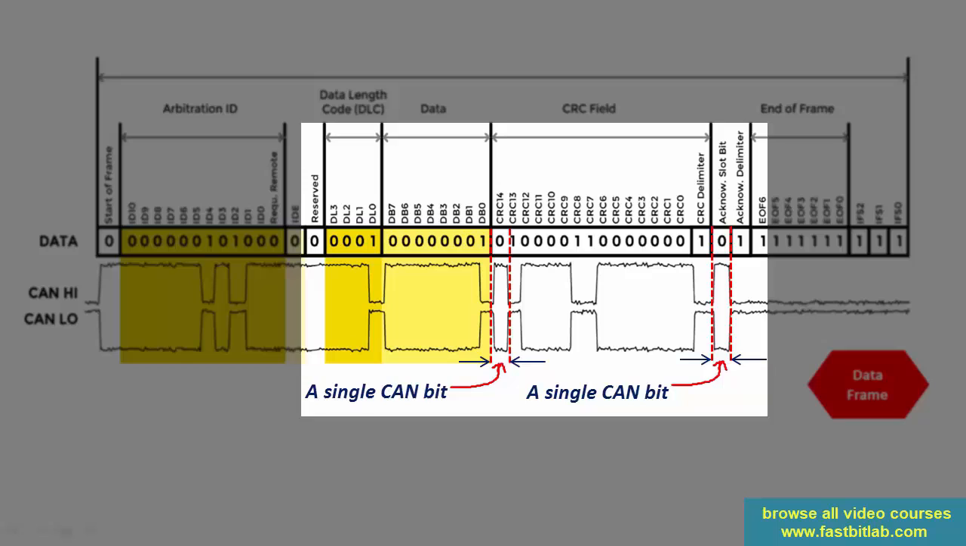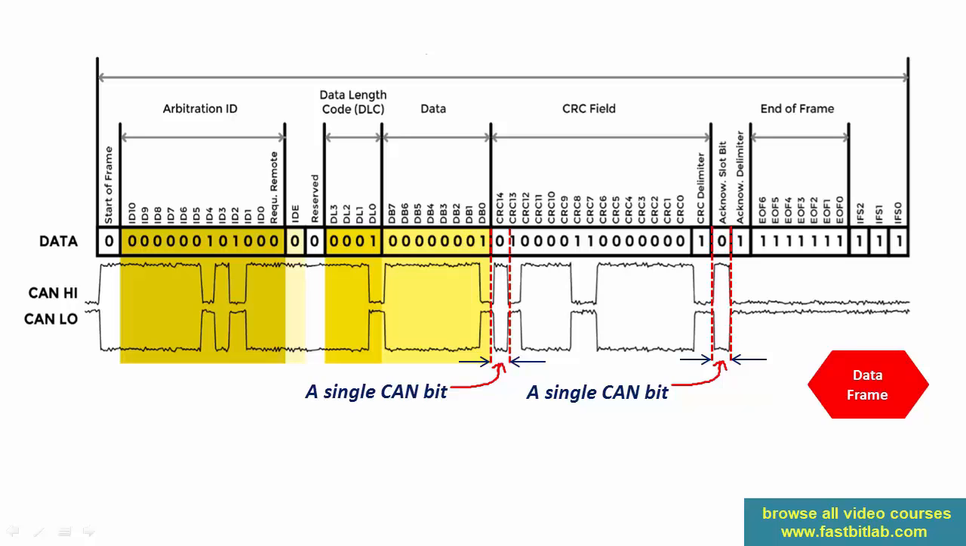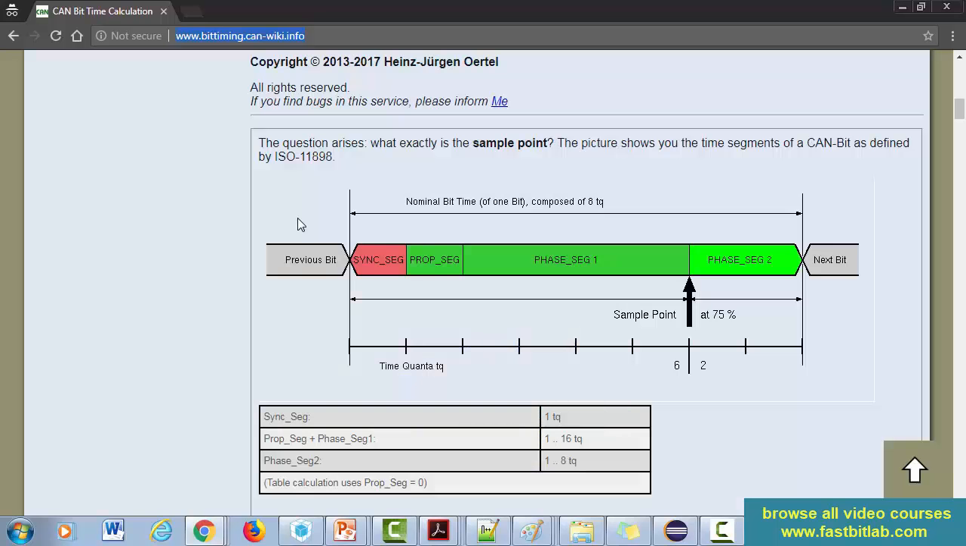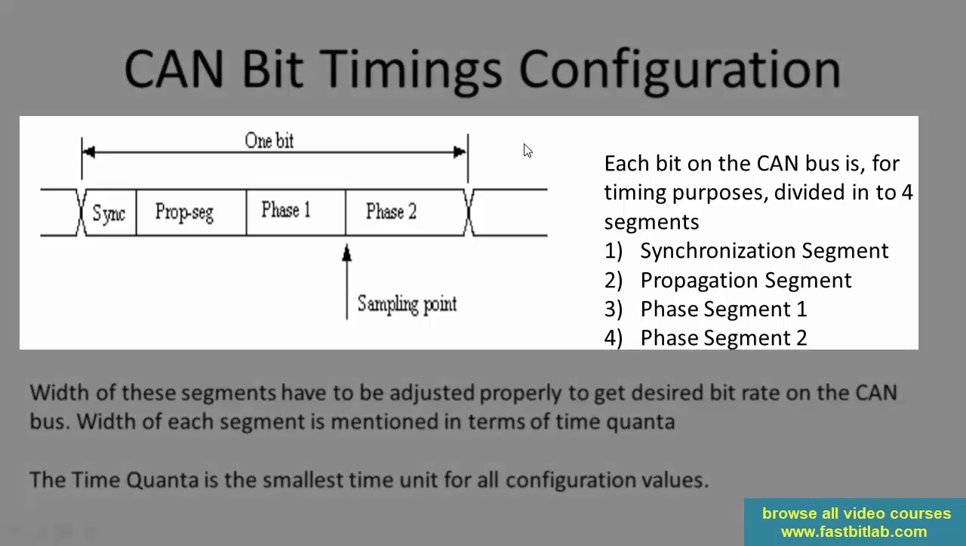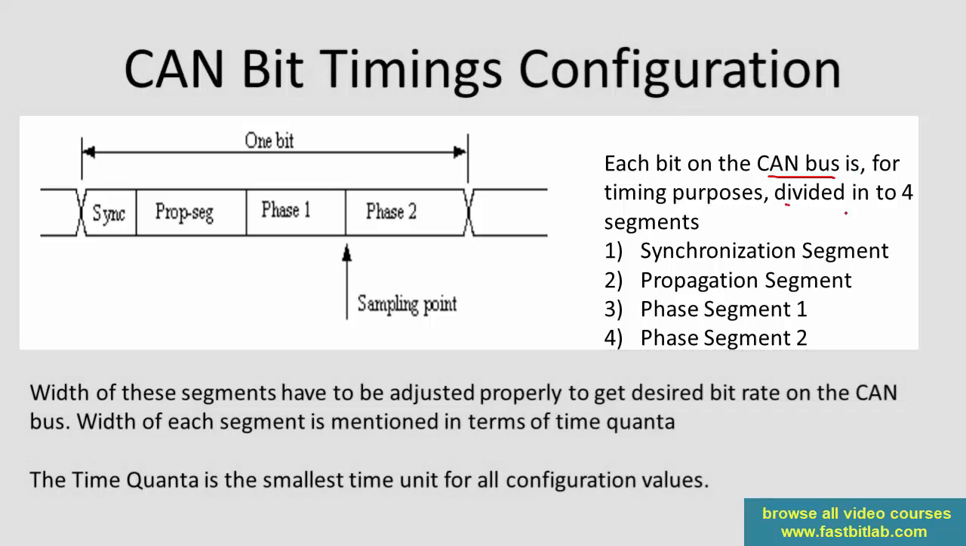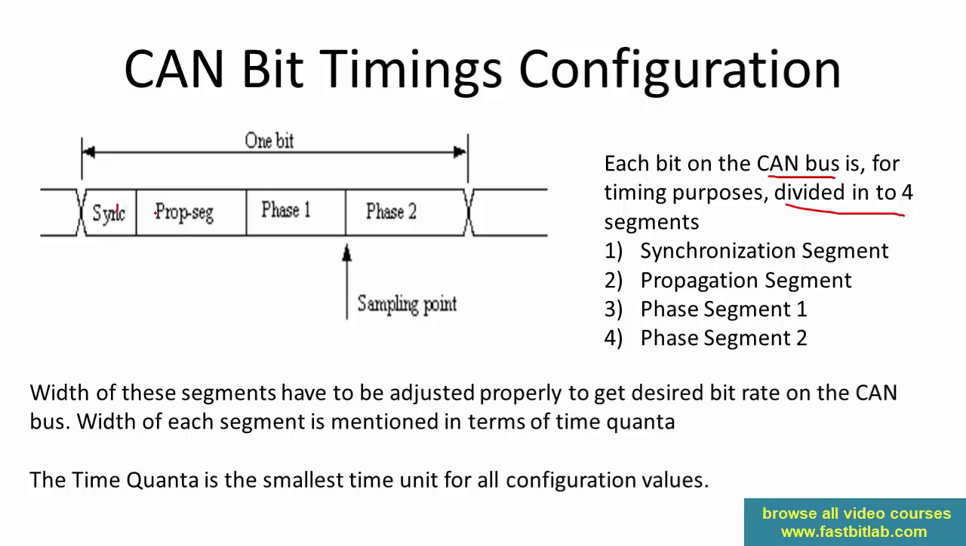So far you have been seeing this diagram, isn't it? So this is actually a bit, isn't it? So this can be a dominant bit or this can be a recessive bit, right? Now what is the width of that bit? So that is depending upon the clock frequency we use. So just take a look into this slide. That 1 bit duration of CAN protocol or CAN message, whatever, that 1 bit is divided into 4 segments. Okay, so each bit on the CAN bus is, for timing purposes, divided into 4 segments. So 1, 2, 3, 4.